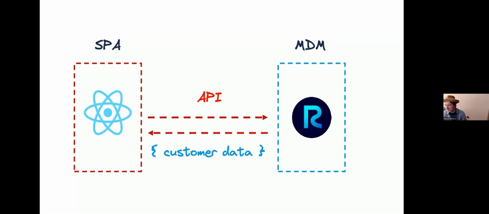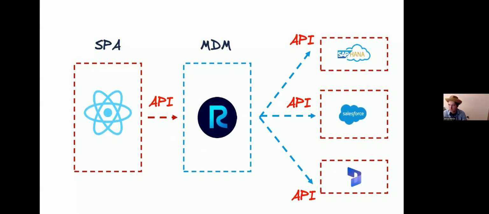From the single page application, in this case the customer form, to the master data management system. From this point on, the master data management system is going to be responsible for upstreaming the necessary data changes to all of the systems that are currently integrated as a source system.